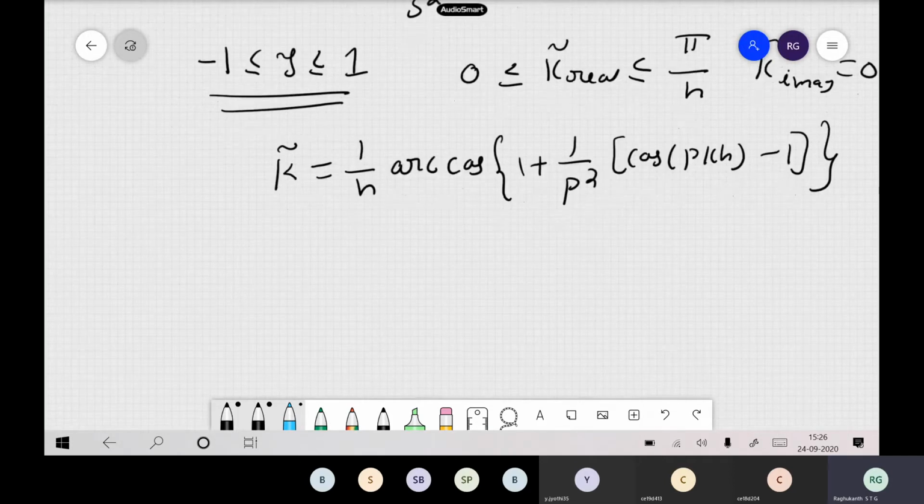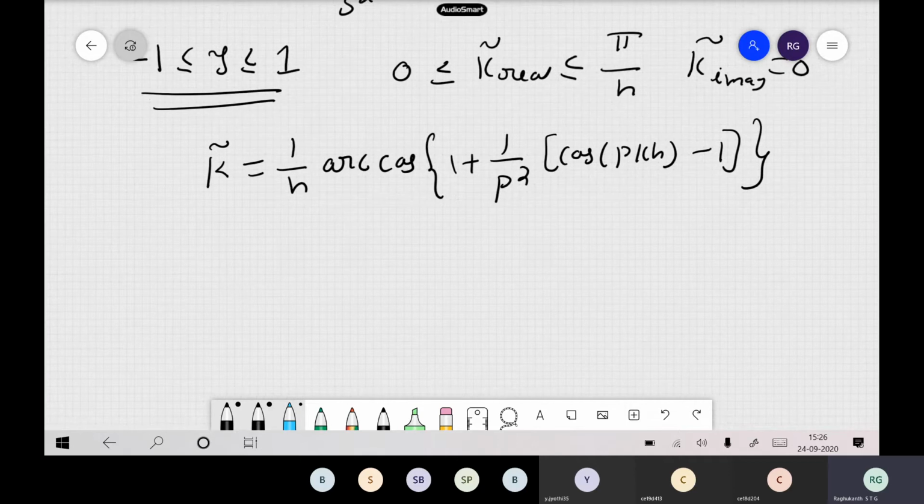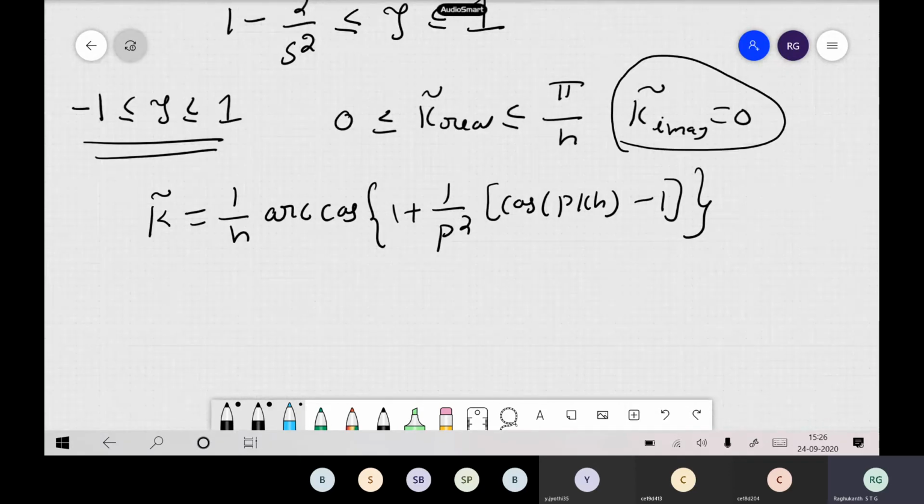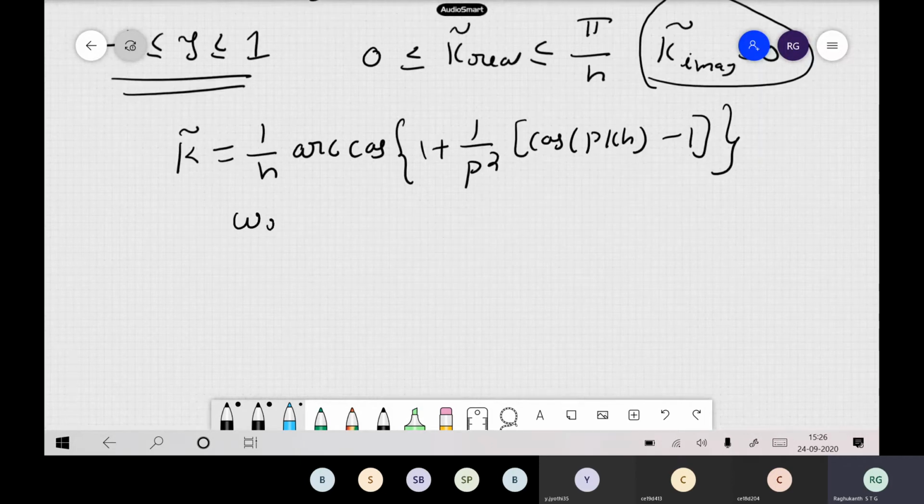So when psi lies between -1 and 1, your imaginary portion is 0. What do you call this type of case? When imaginary is 0 and omega is a real quantity, what happens in the medium? If imaginary of k is 0, previously it was the imaginary portion of omega, so now it is the reverse. What does it tell you? Previously we told, what do you call this type of situation? Attenuation. No, there is no attenuation.